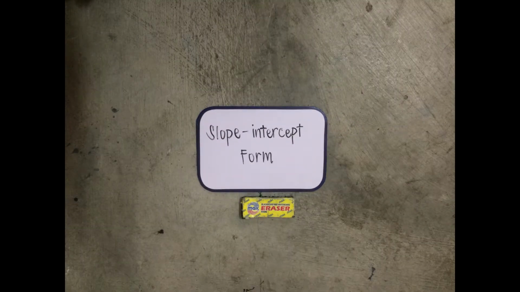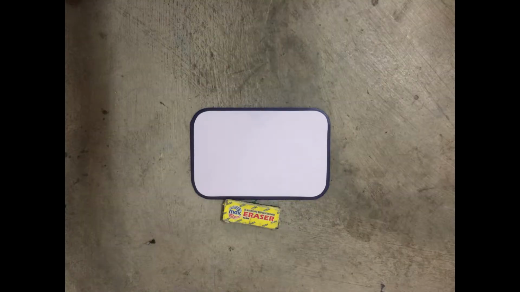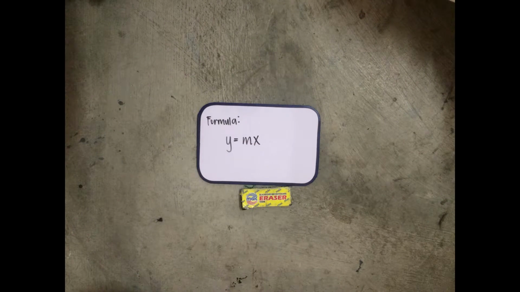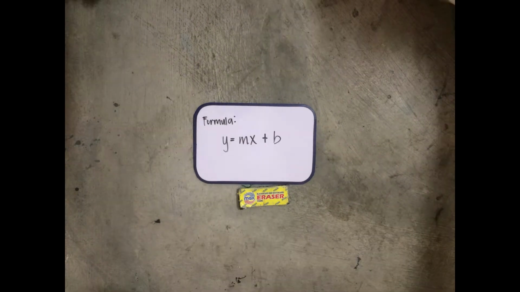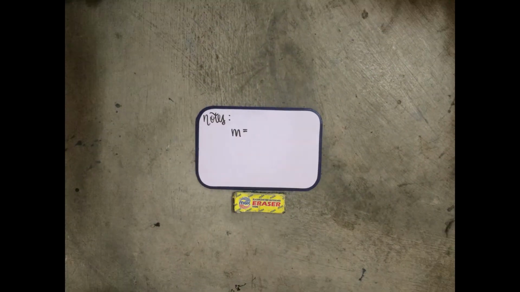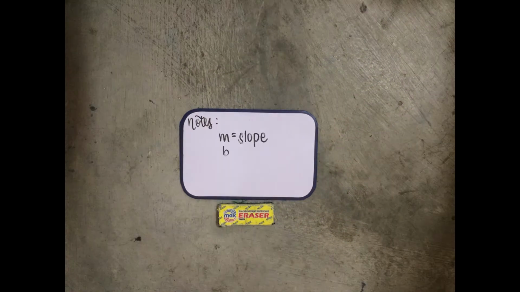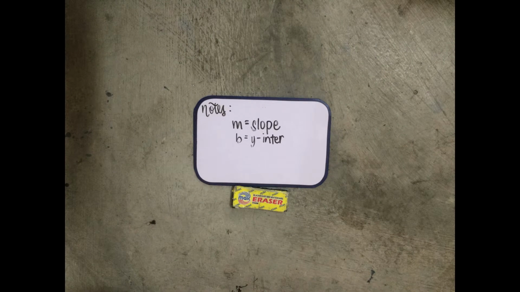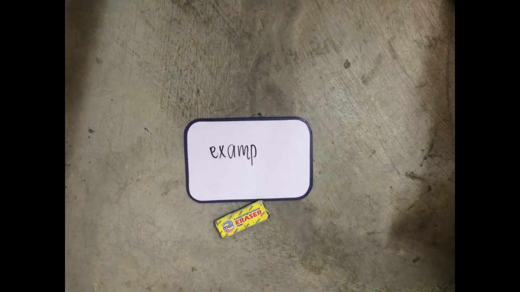Slope-intercept form or y form. The formula of this form is y equals mx plus b. Please note that in this form and other forms, m equals slope and b equals y-intercept. Here are some examples of the slope-intercept form.